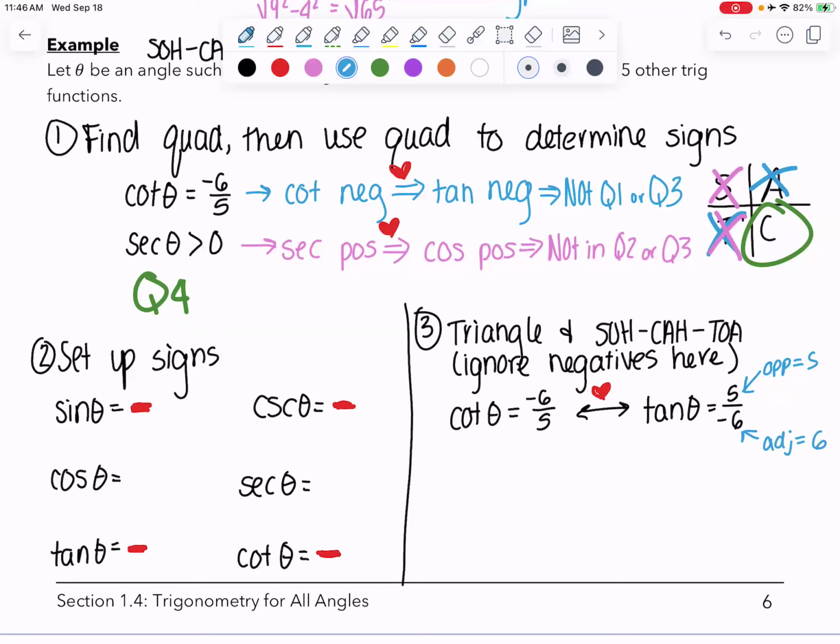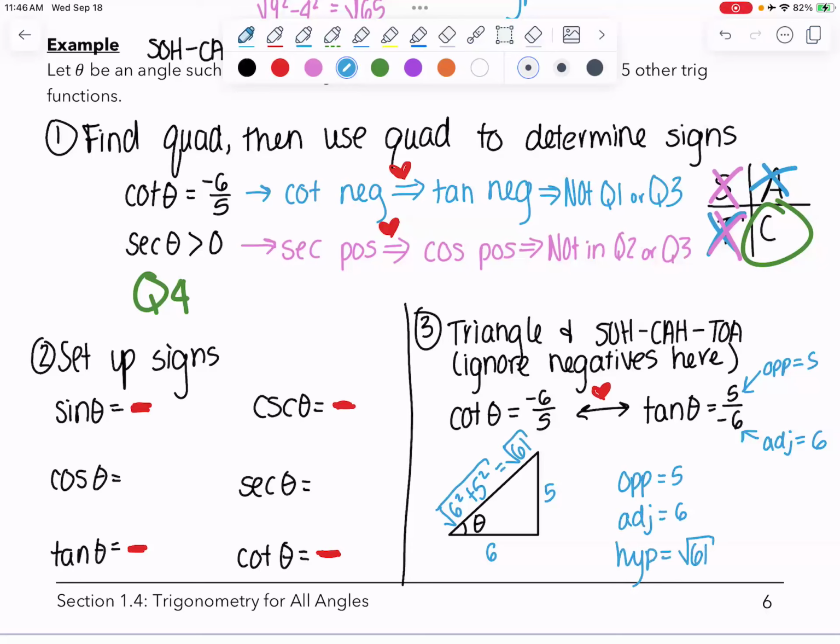Set up a triangle. Here's theta. Our opposite side is 5. Our adjacent side is 6. Our hypotenuse is going to be the square root of 6 squared plus 5 squared, which is the square root of 61. So opposite is 5, adjacent is 6, hypotenuse, square root of 61. All right.